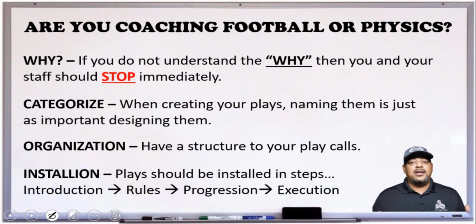And then finally, execution. All right? As you're executing the play, you want to make sure that you spend 30% of the time making sure that they execute them correctly. All right? Making sure that the run fits are correct. Making sure that the blocking scheme is right. Making sure that they're double teaming. Make sure they're chip blocking. Whatever those different things are to make sure that the execution is right, you want to spend those 30%.